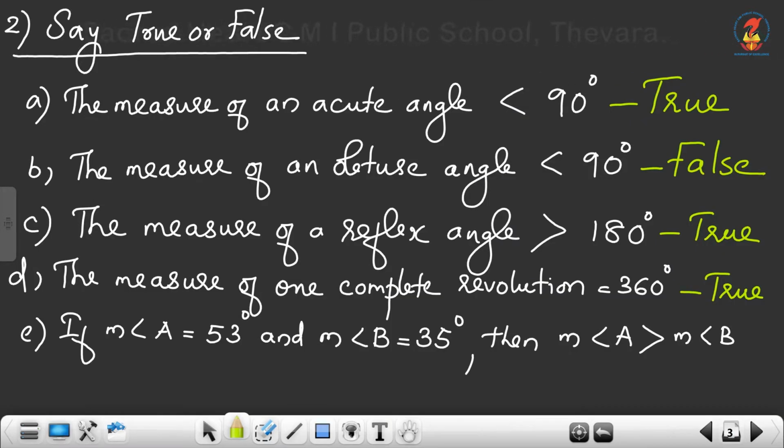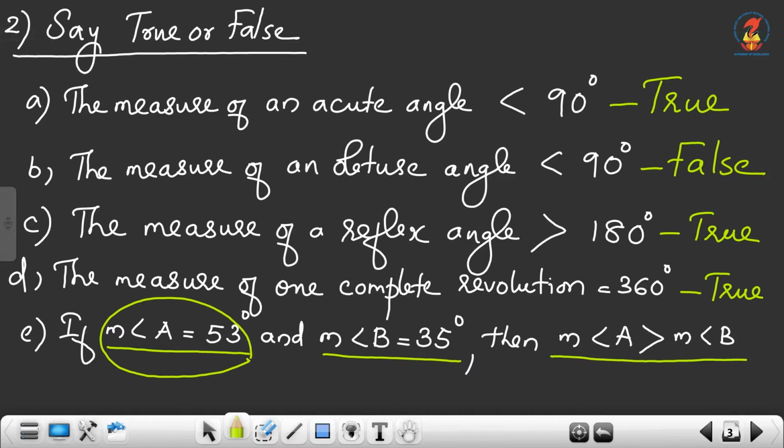If measure of angle A, M stands for measure. If measure of angle A is 53 degree and measure of angle B is 35 degree, then measure of angle A is greater than measure of angle B. Now look at that, measure of angle A is 53 degree and measure of angle B is 35 degree. Which one is greater? Measure of angle A. Therefore, what about the statement? It is true.